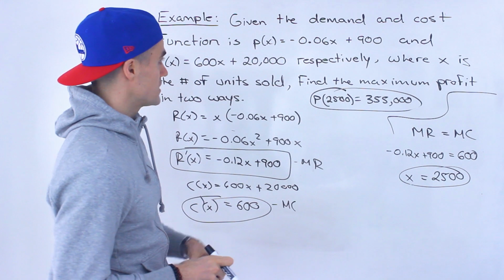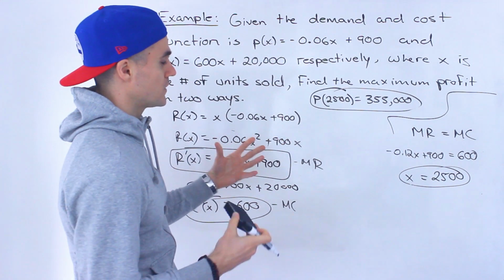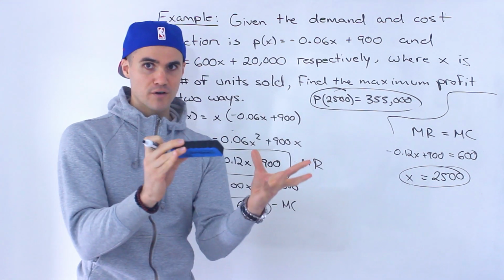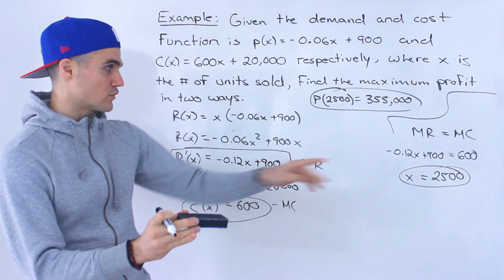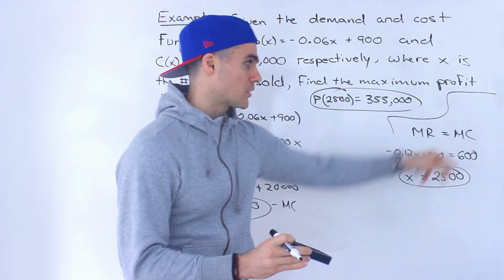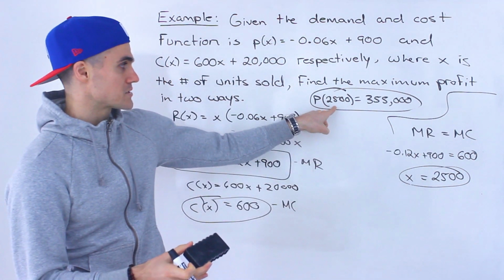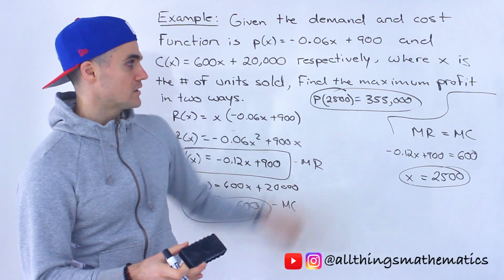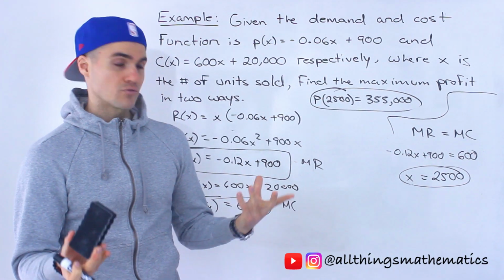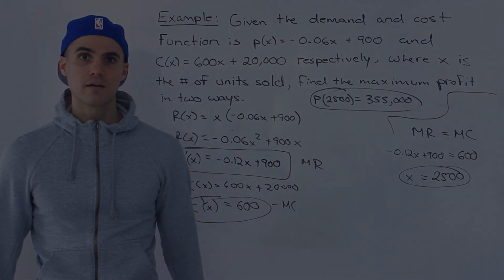But in this particular case, we're finding the maximum profit. So whichever way you do it, whether you take the profit function and find the maximum of that, or you find out when marginal revenue equals marginal cost, either way, maximum profit happens at 2,500 units, and the actual maximum profit is 355,000.